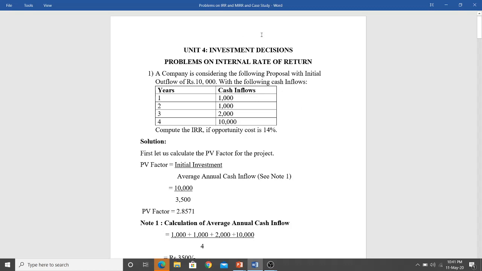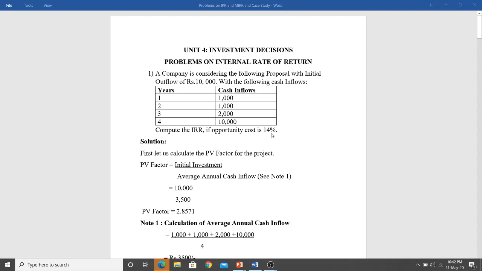Okay. So here we come to unit number 4, investment decisions, problems on internal rate of return. A company is considering the following proposal with an initial outflow of rupees 10,000. So here the initial outflow becomes the cash outflow of 10,000 with the following cash inflows. Year 1 there is an inflow of 1000, year 2 an inflow of 1000, year 3 an inflow of 2000, year 4 an inflow of 10,000. Compute the IRR if opportunity cost is 14%.